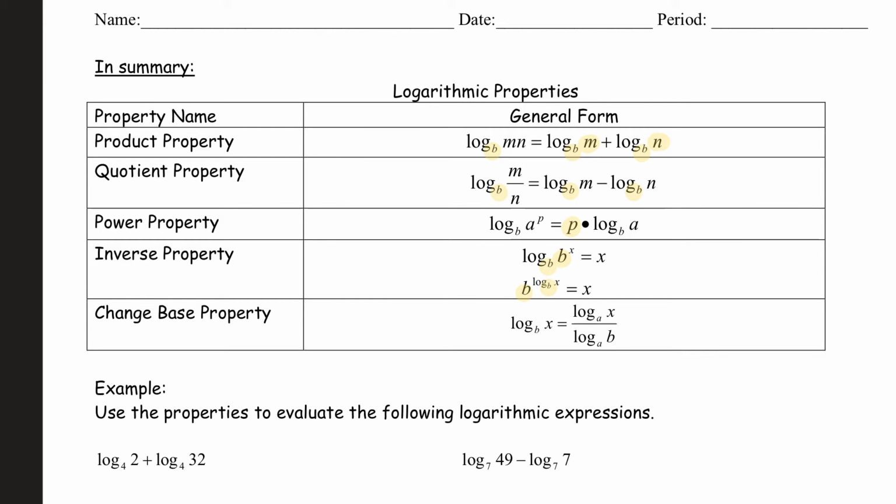And then the last one, the change of base. We have log base b of x. If you want to change it to whatever base, I chose 10, because that is the easiest to do since we have that in the calculator. All you have to do is divide log of x by log of b. It's a common base.